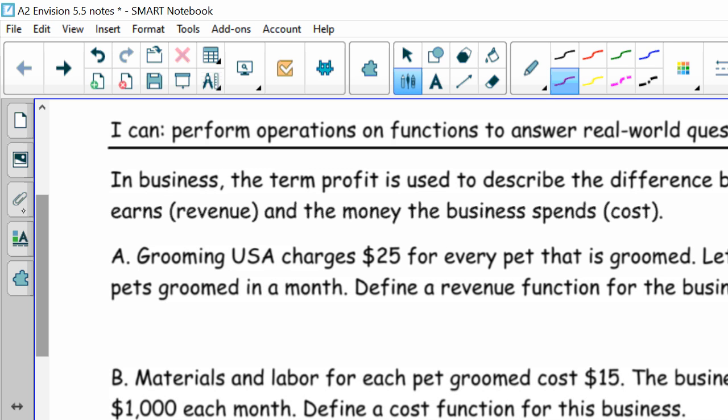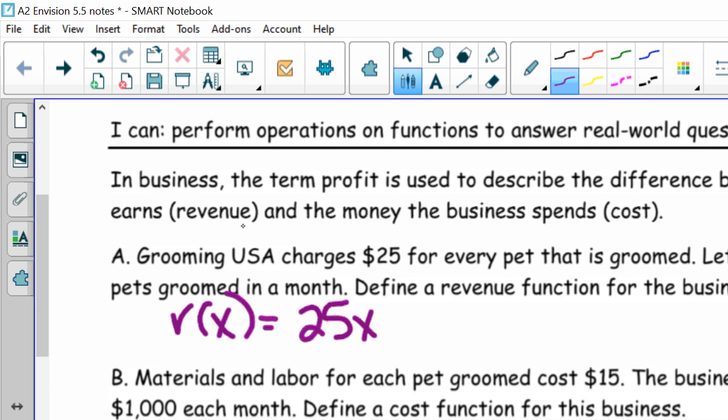Since it's revenue, we're just going to call it R. So we could say R of x is equal to 25x, because for every pet they groom, they get $25. Revenue is how much money they earn, so 25 times x.